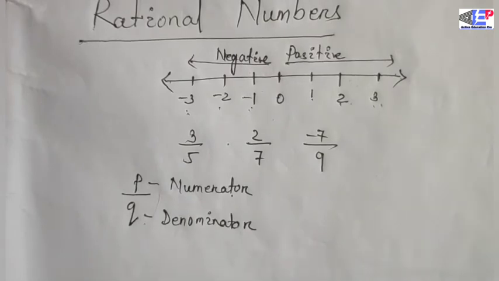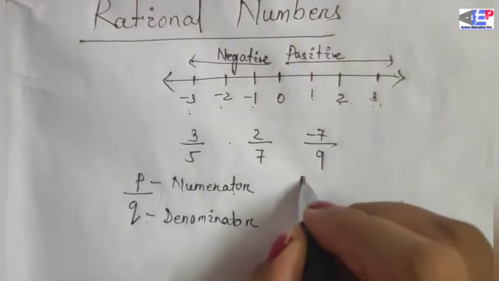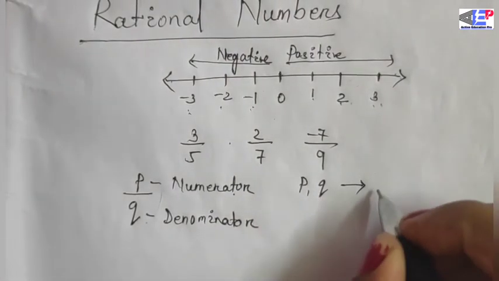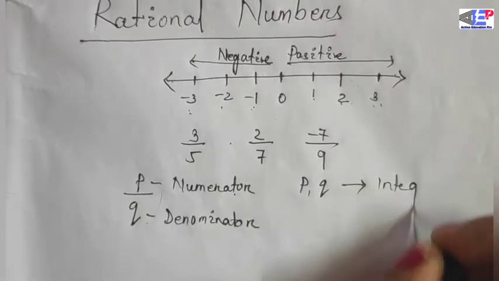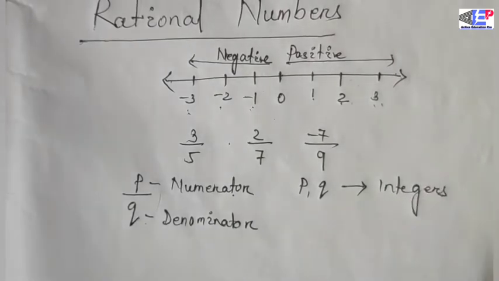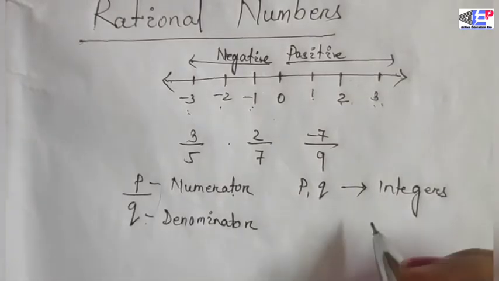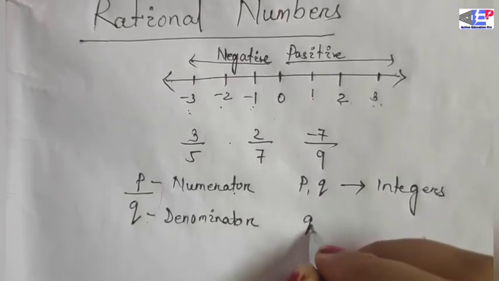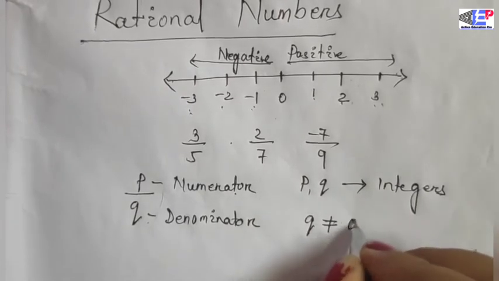Yes, in rational numbers there are some conditions on p and q. The first condition is p and q are integers. Maybe they are positive integers or negative integers, no problem, but they are integers. They can't be decimal numbers. And the important rule is q is not equal to 0.